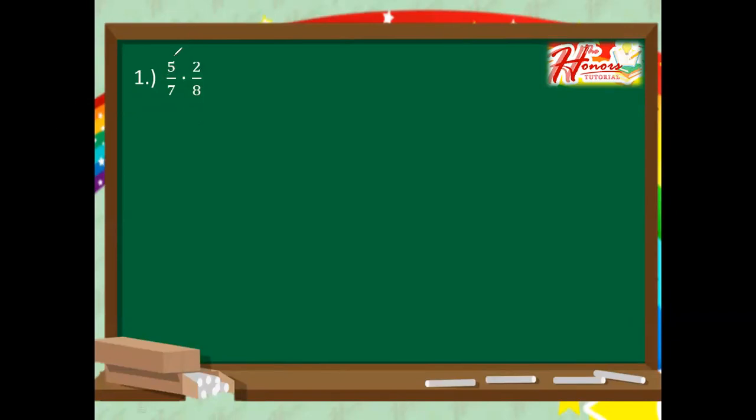You have to multiply numerator to numerator and denominator to denominator. So 5 times 2, that's 10. And 7 times 8, what's the answer? That's 56. Now I want you to examine if this is the final answer. It is not the final answer yet. Why?